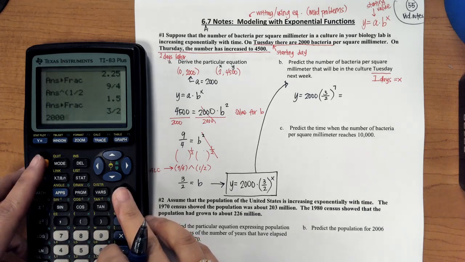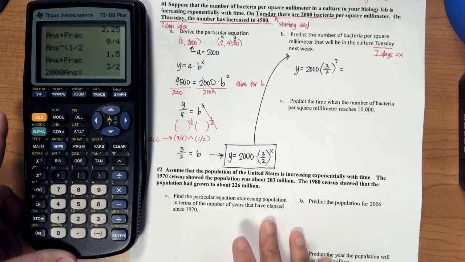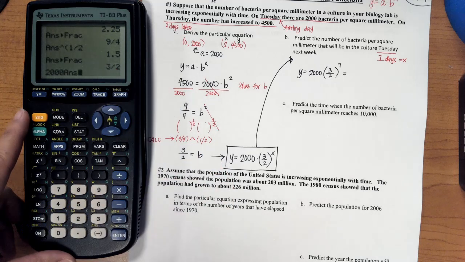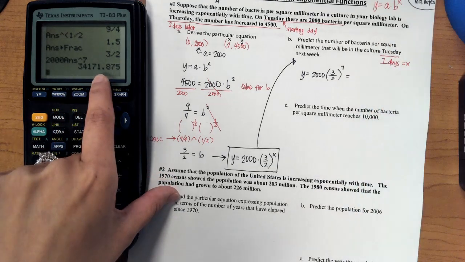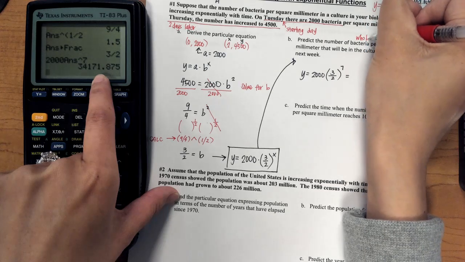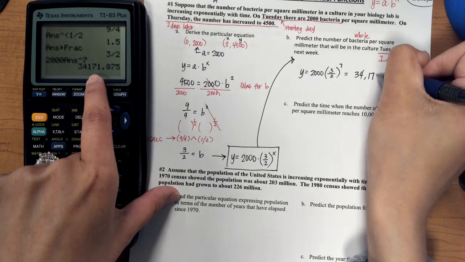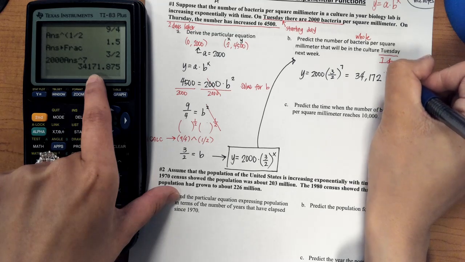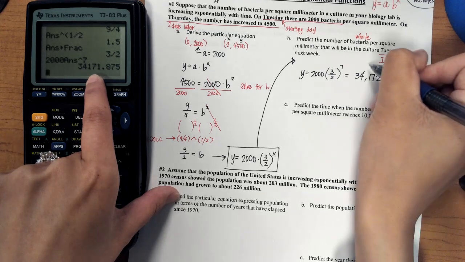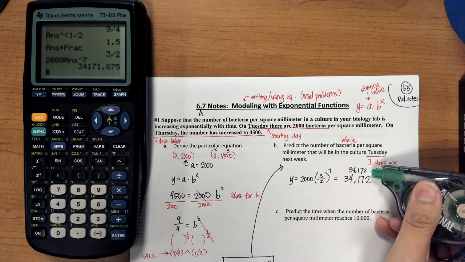Okay, 2,000. Instead of typing 3/2, I can go second and answer. And the reason I'm doing this is because later this number will get a lot crazier. And so this way I don't have to retype anything. Okay. Number of bacteria, we're going to round to the whole number. So that'll be 34,172 because it was 0.875, right? It was 34,172 point. That's poorly written, sorry.